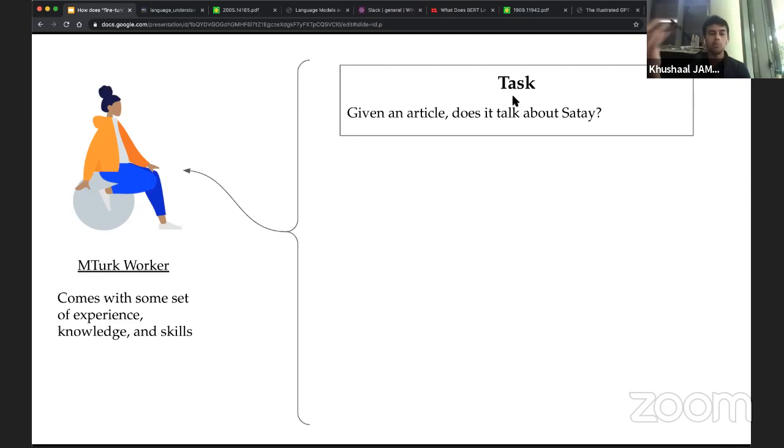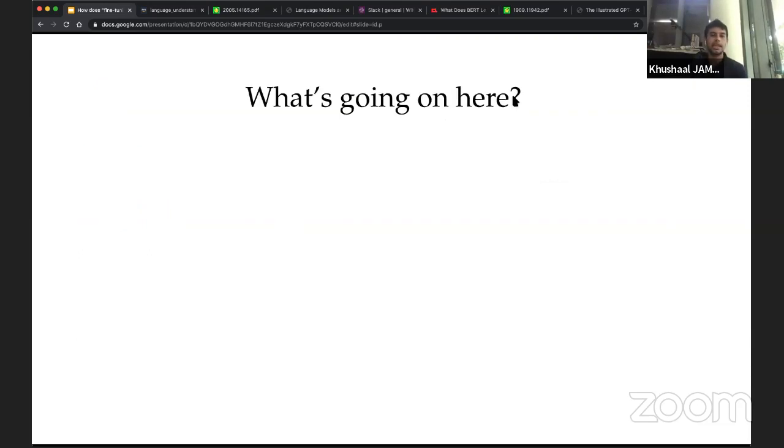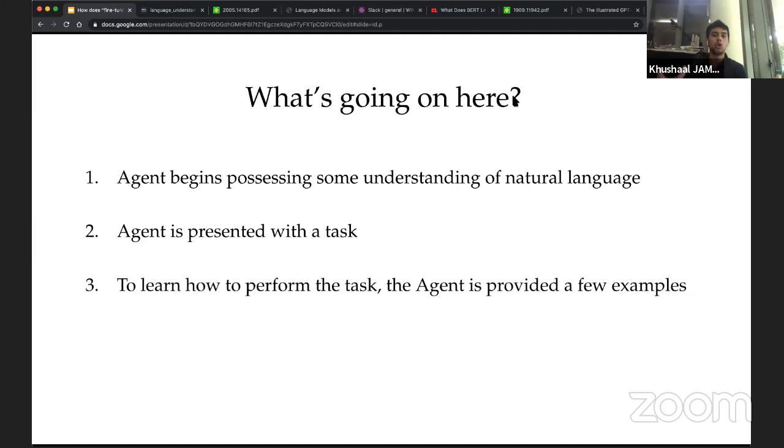And so to help resolve those ambiguities, we then provide the MTurk worker with an example or two. So we'll provide an article, and then we'll provide the ground truth. Does this talk about satay? No, it does not. It's like Latin boilerplate. So generally, what's happening here is that the agent begins with some understanding of natural language, and implicitly we assume that means they have some understanding of the world and some set of skills, etc. They're presented with a task, and then in order to learn to perform the task, the agent is provided a few examples.